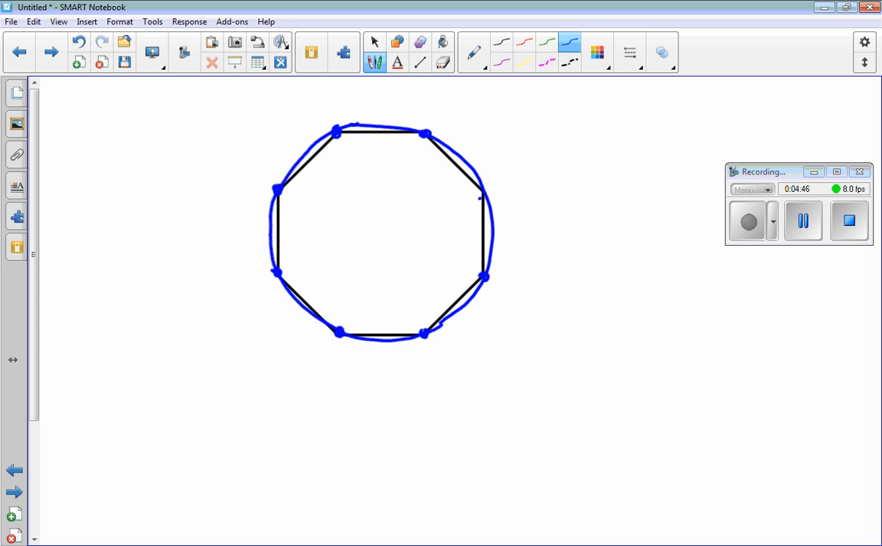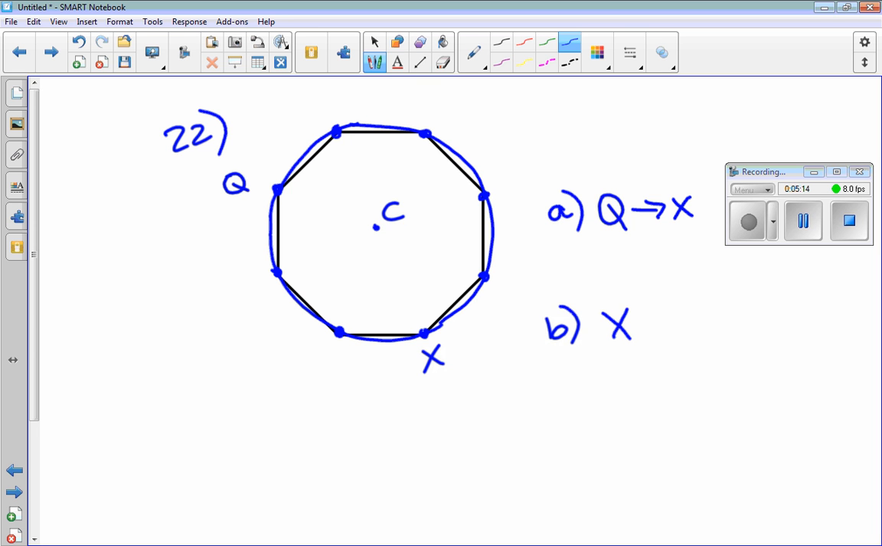So this is not the exact picture for number 22, but it's a similar one. And it says, in part A, find the angle of rotation about C. So C was in the middle, that maps Q to X. And so Q was going to be over here, and then X would be here. Okay? So for A, we're going to go from Q to X. And then for part B, which many of you didn't see, we're going to go from X to Q. Okay? Now, what we're looking at is the degree rotation.